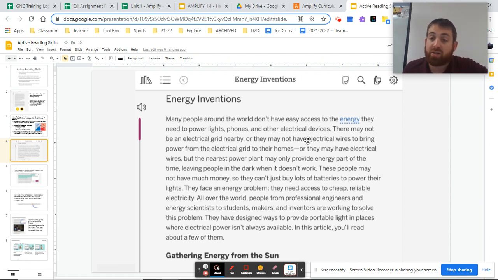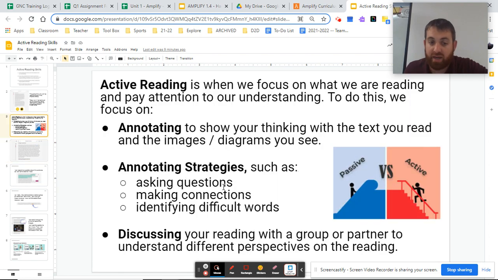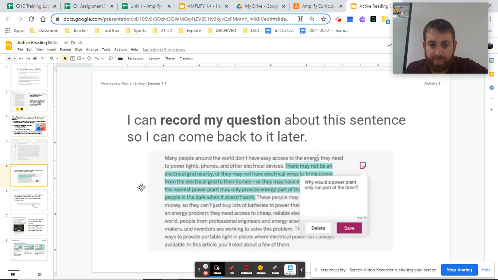And in order to engage in our active reading skills, we have to look at asking questions, making connections, and identifying difficult words. So let's take a look at what that might be. We can record questions about what we read by highlighting different sections and putting things in here. So this part was all about how the electrical grid might not be very reliable and how the power isn't always where they need. So a question as we're reading this we could ask would be, why would a power plant only run part of the time? If I lived in a community where a power plant only runs part of the time, clearly that's a problem. Clearly that's something that will affect my day-to-day life. That would be a great question that's going to help me connect with the text.